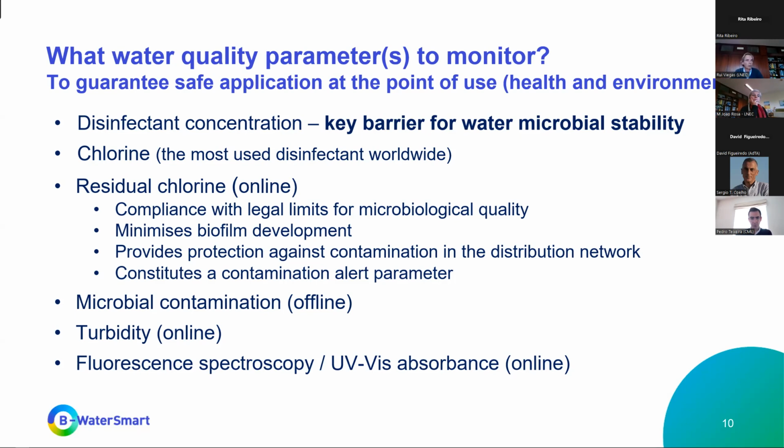We can also monitor microbial contamination, but it's usually an offline parameter that is monitored. We can think also of measuring turbidity, which can be measured online, but it's typically more expensive to do it. And we have advanced monitoring possibilities like fluorescence spectroscopy or UV visible light absorbance, which can be performed online for other characterization, for example, of organic matter.